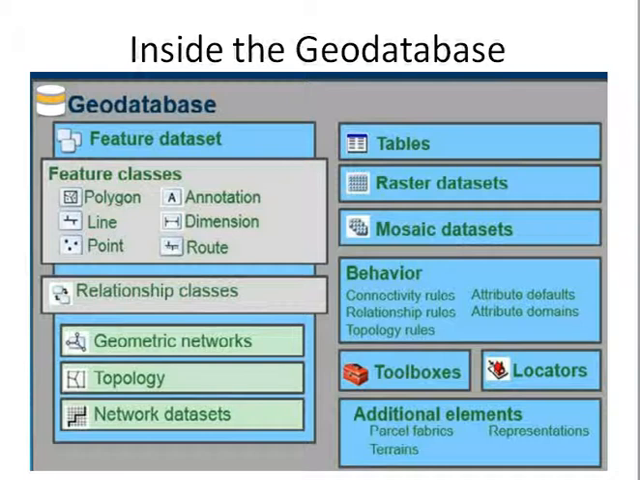You can set up geometric networks, you can set up topologies, road networks, tables, rasters. You can save in your topologies, you can identify what kind of connection rules you have. You can store toolboxes. We did that in the model builder, and address locators for geocoding. So lots of things can be stored inside that geodatabase.